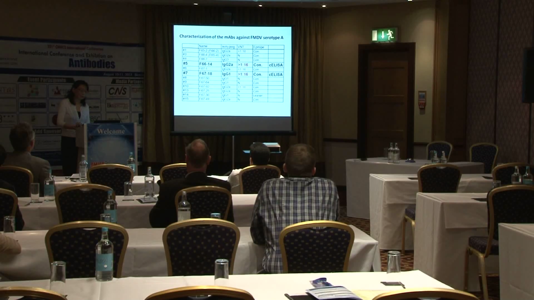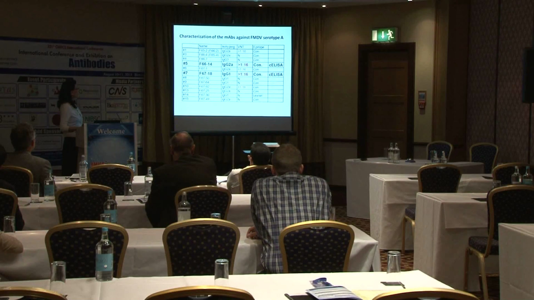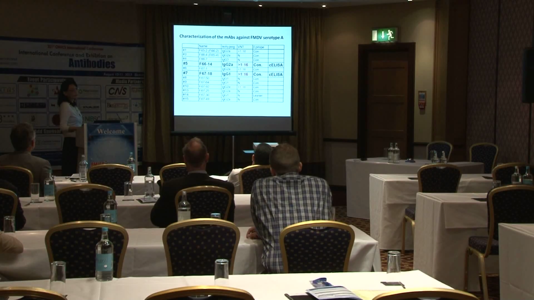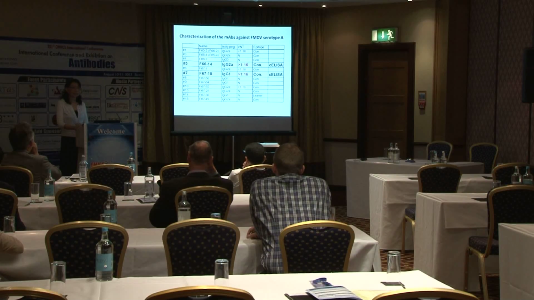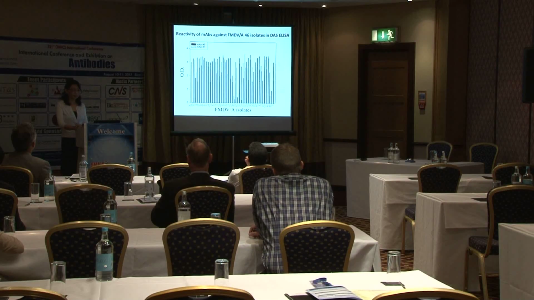Because our goal is to develop a competitive ELISA, we screened those 12 monoclonal antibodies to see if they can compete with polyclonal serum collected from infected animals. From the screening, we saw that 2 monoclonal antibodies demonstrated the ability to compete with polyclonal serum collected from infected animals. So we further investigated these 2 monoclonal antibodies to determine if they can be used for competitive ELISA.